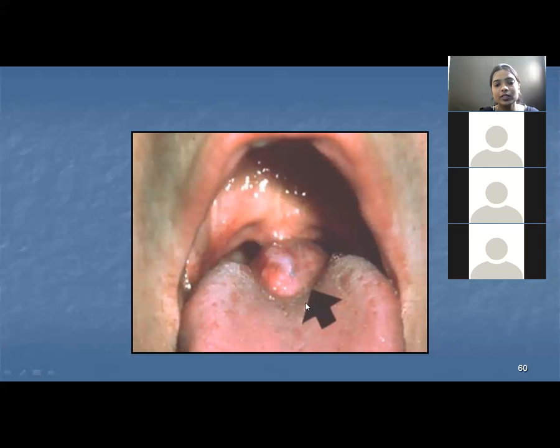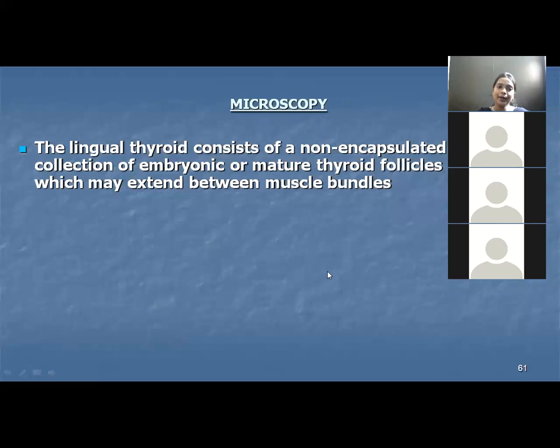See this black arrow. This is your lingual thyroid nodule, which is present in the posterior most portion of the tongue. Then microscopic feature, lingual thyroid nodule consists of a non-encapsulated collection of embryonic or mature thyroid follicles which may extend between the muscle bundles. This is the histopathology of your lingual thyroid nodule. It mainly consists of mature thyroid follicles. Mature thyroid follicles are seen on the histopathological examination.